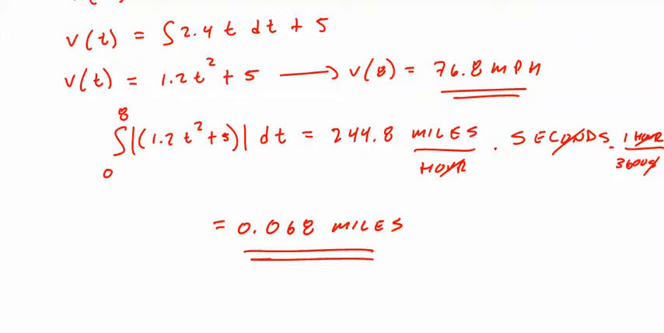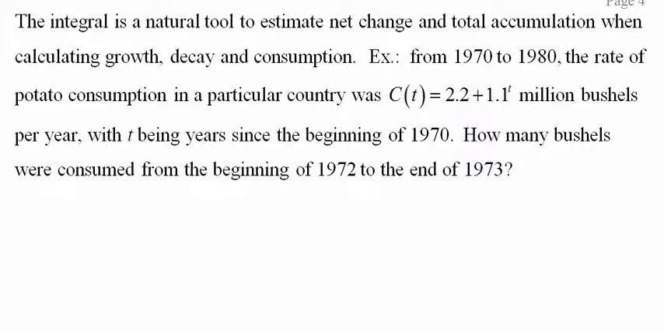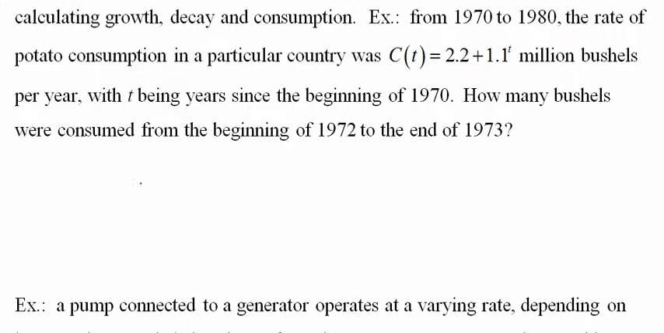It's pretty cool math. The remainder of this lesson talks about how integrals are net change. And you can calculate anything. If I know the rate of what's going on, rate of potato consumption here, then just keep an eye on what you're doing, and you can say the number of potatoes would be from beginning of 72 to the end of 73. That's 2 years. And just do the integral 2.2 plus 1.1 t dt. Just blast it into the calculator and see where it goes.